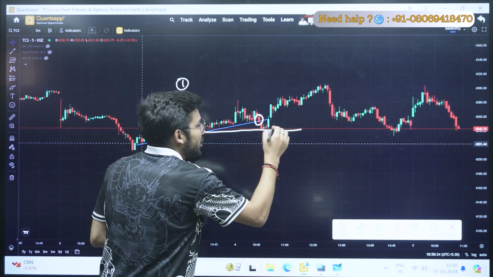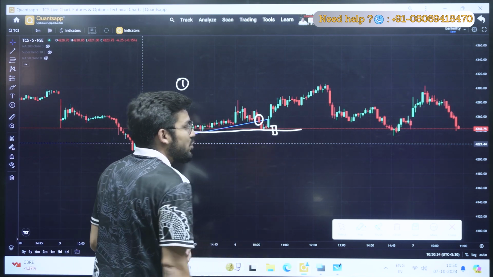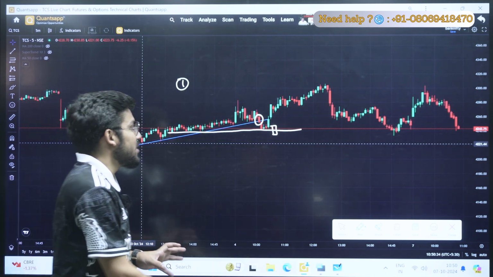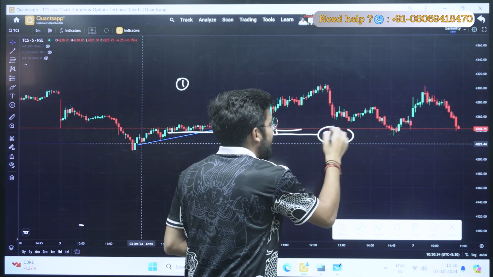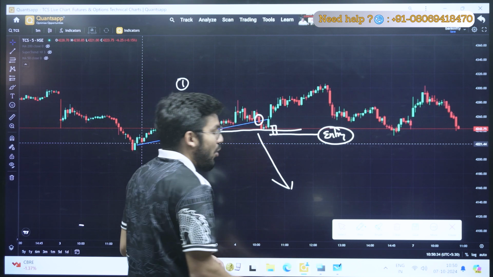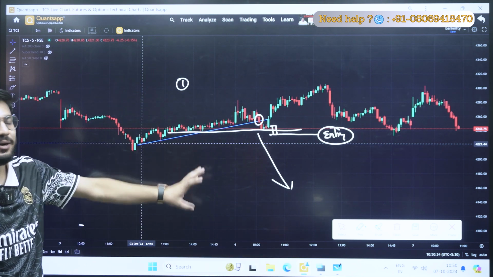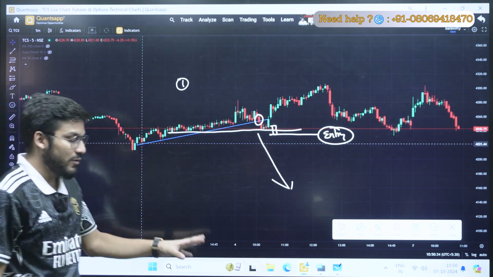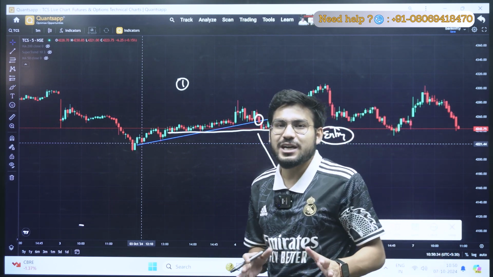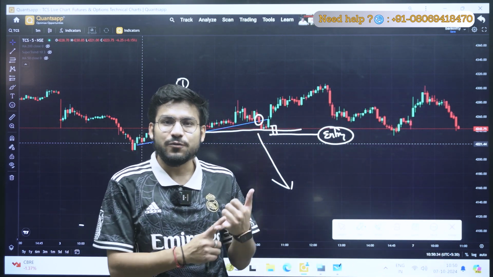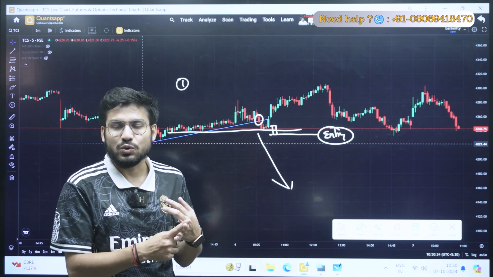Now at any point of time, if this support also broke out, right, with the red candle, then I could have made my entry, and if I had made that entry, then I would have gotten a very good move in this. Right, so that was the thing. Always use your trend line with a confirmation, otherwise your trend line will not be that effective, right? Use it with support and resistance and zones, right?